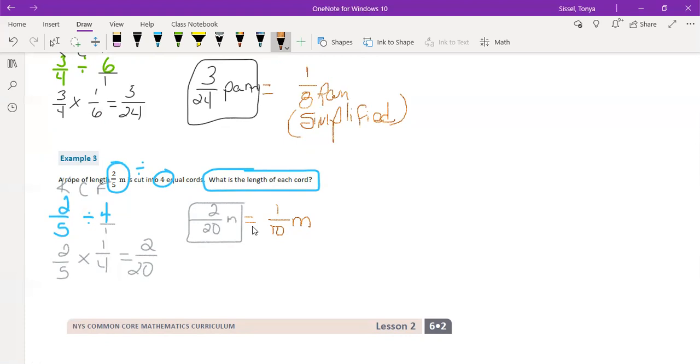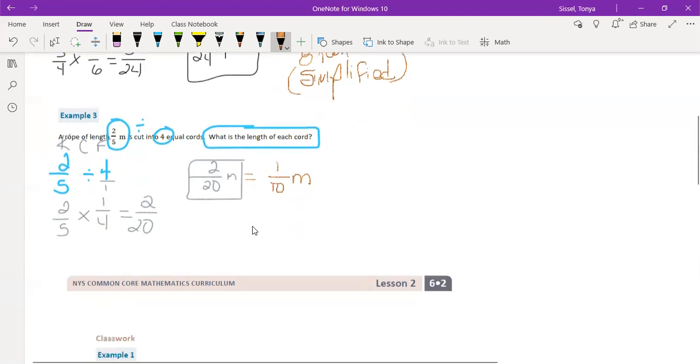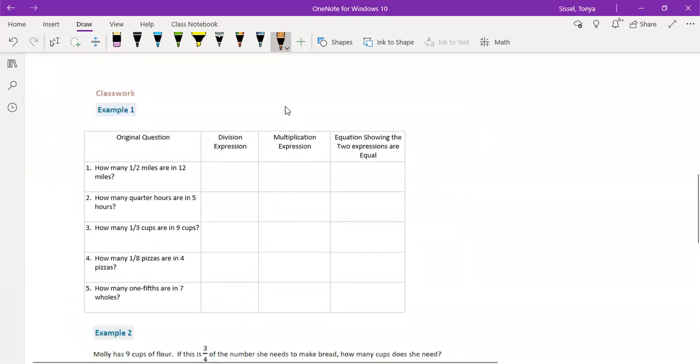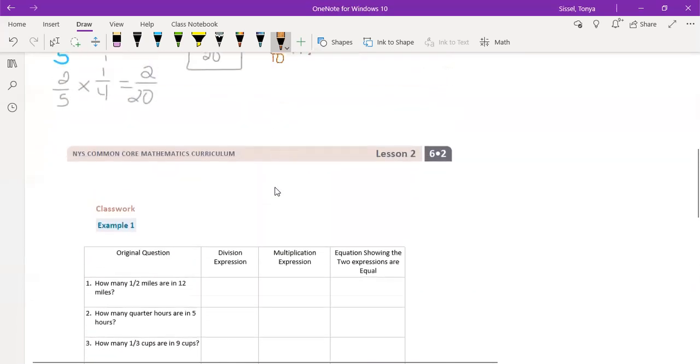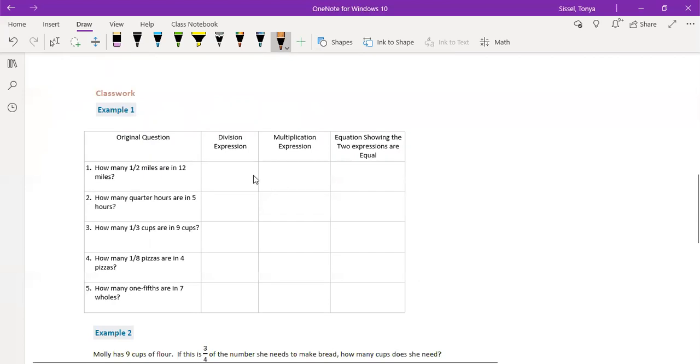I just want you to really understand keep, change, flip. Okay, that's the most important thing right now. We're going to get into simplifying fractions a little bit later, more specifically. But if you look at it and you see that, fabulous, you're already ahead of the game. Now, here we go. For lesson 2, we've got a table. All right, example 1 is a table.